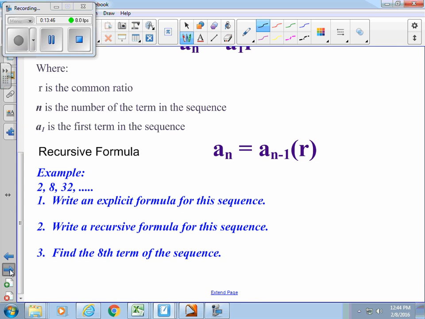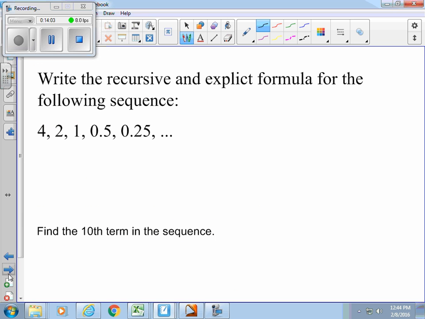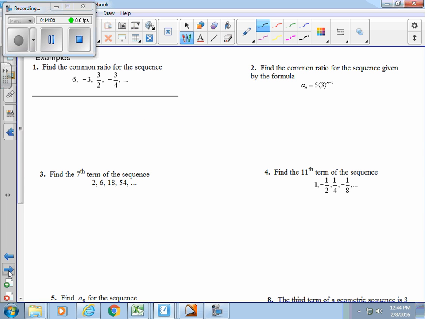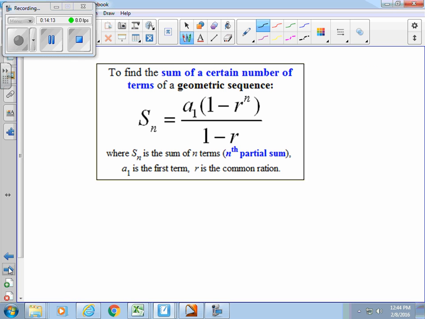Okay. I'm not going to do that example unless y'all feel like we need to. Do we need to do an example? Yes, next is geometric sum. Skip that. Common ratio, one term, that's good.